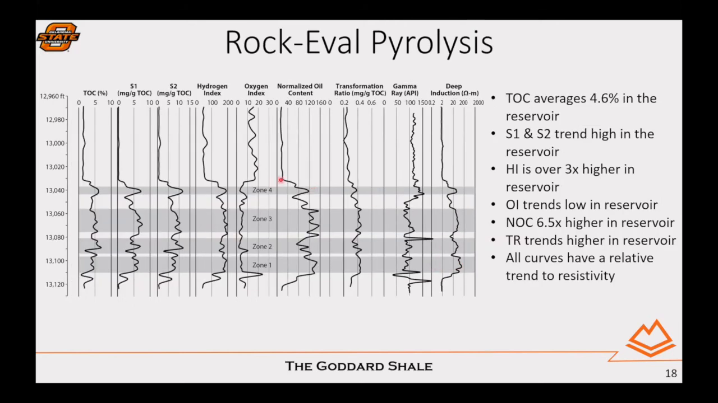Okay, so these are Rock-Eval parameters that I plotted against the gamma curve and the resistivity curve. TOC in this unit is averaging around 4.5%. S1 and S2 are both trending very high in reservoir compared to non-reservoir strata. The hydrogen index is also reading much higher in reservoir versus non-reservoir. The oxygen index is reading much lower in reservoir strata versus non-reservoir strata, so that's a good thing for production. The normalized oil content is trending about 6.